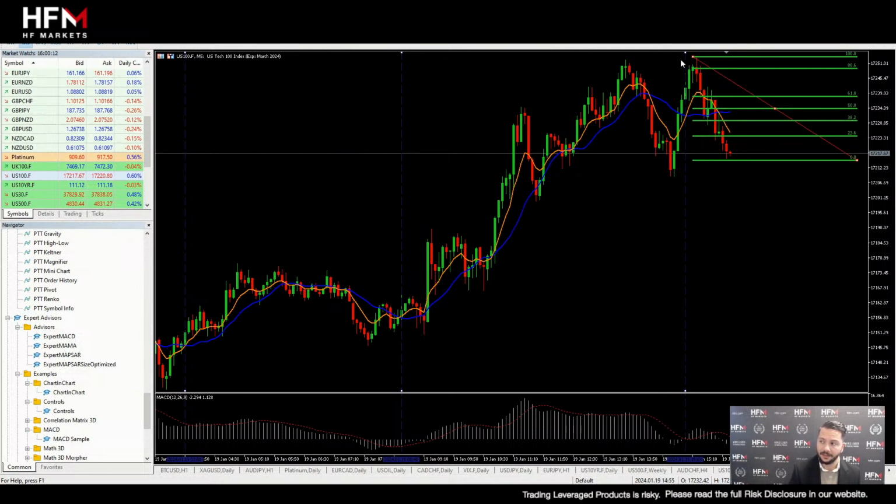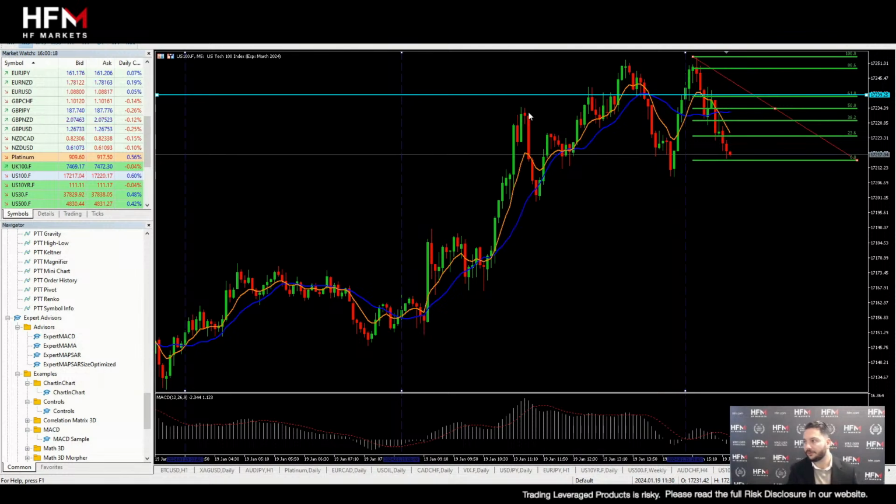So if I'm using that, if the price increases above 17,239, then we have an indication that the price is going to continue upwards. At that point, it is possible as well that we'll get another bullish crossover.